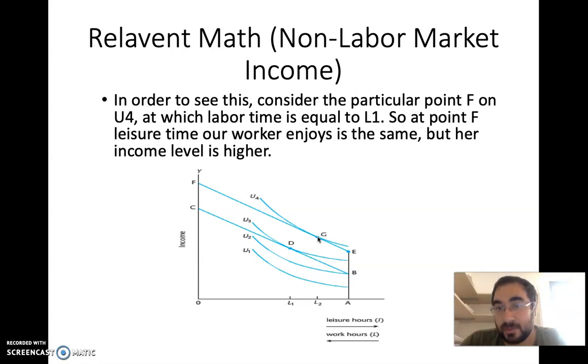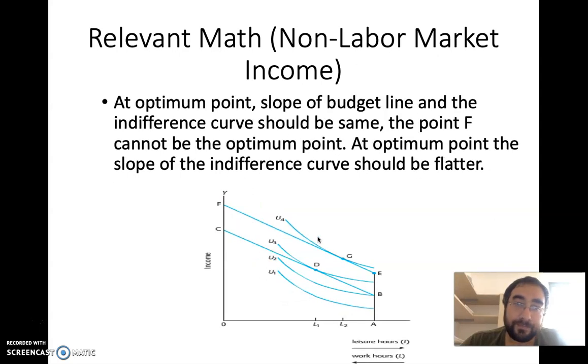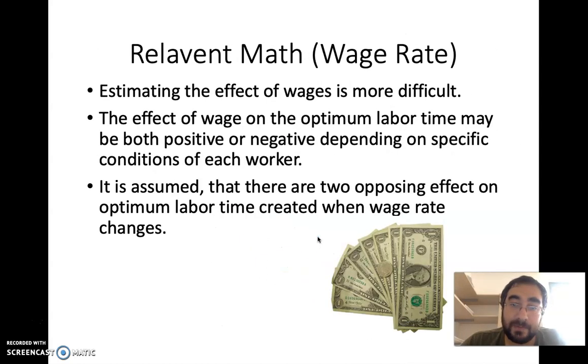But just as a rule of thumb, you can also say that increasing the non-labor market income will always decrease the optimum labor time. What will happen if the wage increases? That's more critical. Wage increases will create two different effects, basically.